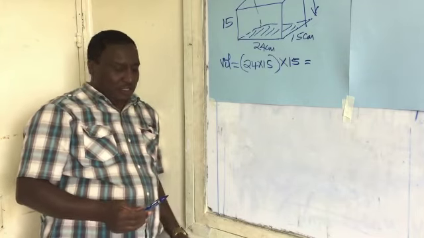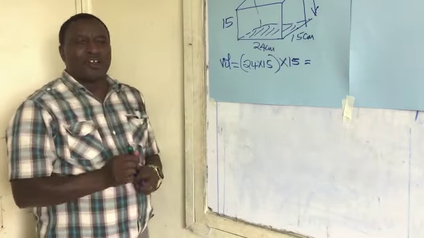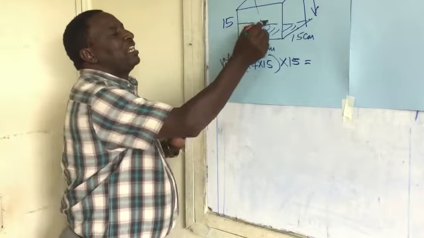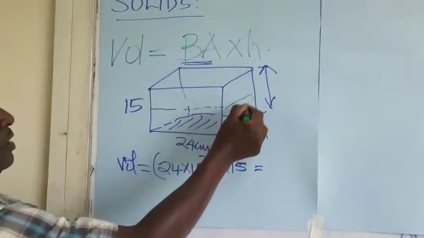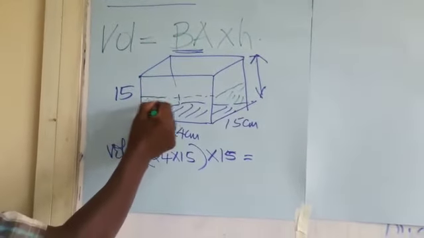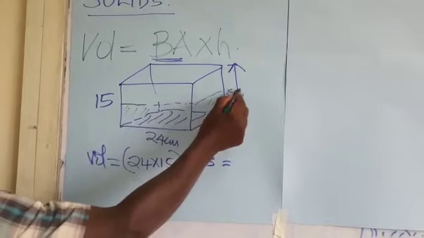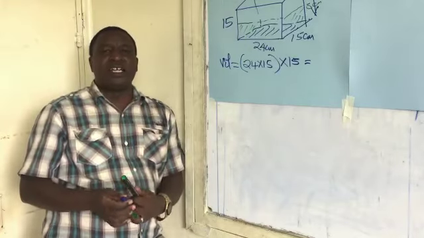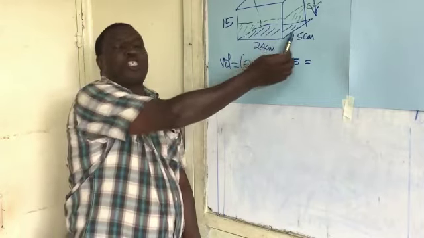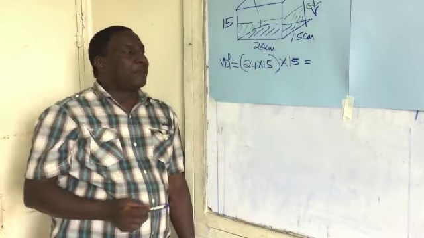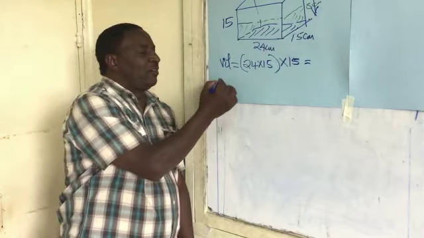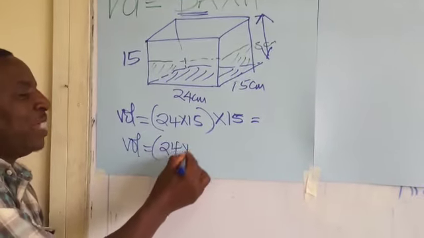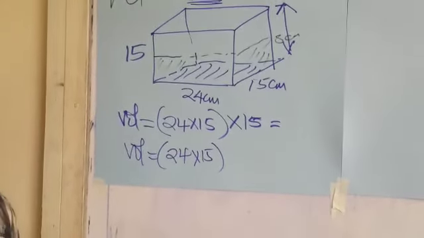Now, what happens when we bring in water to a certain level and we put in water to the green mark, which is 8 centimeters? You will appreciate that here the base does not change. The base will still remain. For that particular case, it is 24 times 15. That is still our base.